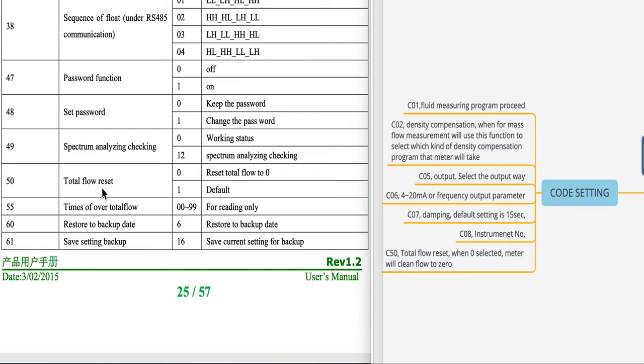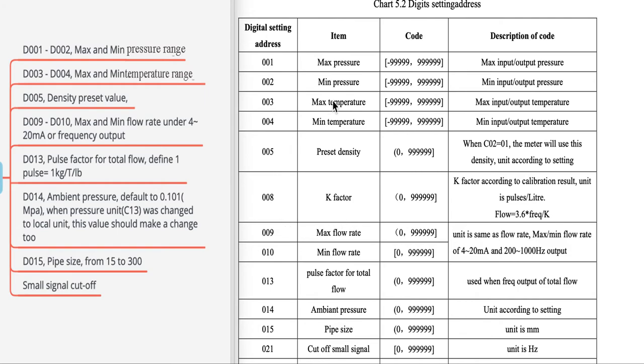When you do some settings in your laboratory and when you handle these meters to your end users, you can select total flow reset. So the tested flow rate will all be cleaned. In digit setting, we can set max and min range of pressure, temperature, and the flow rate. For example, I want to use 4 to 20 to output the flow rate in 0 to 1000. So you need to set the two values in here.